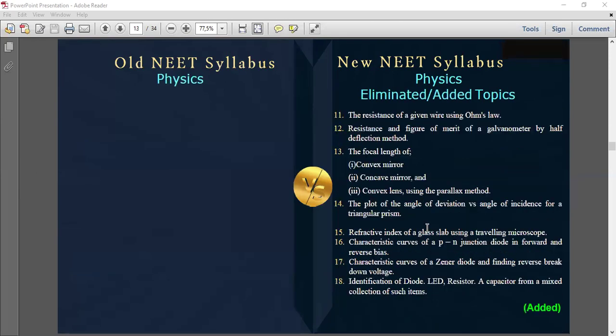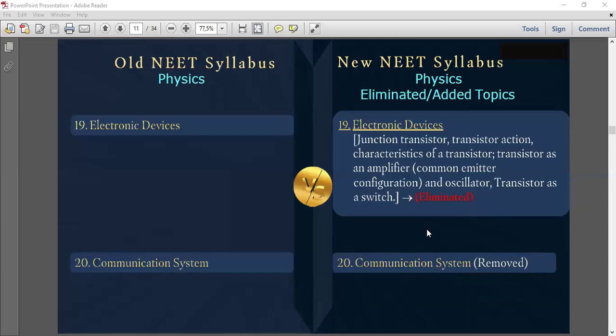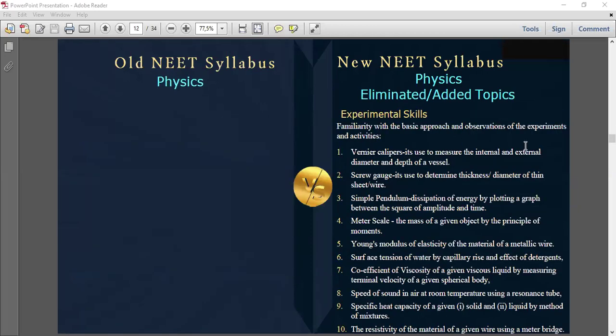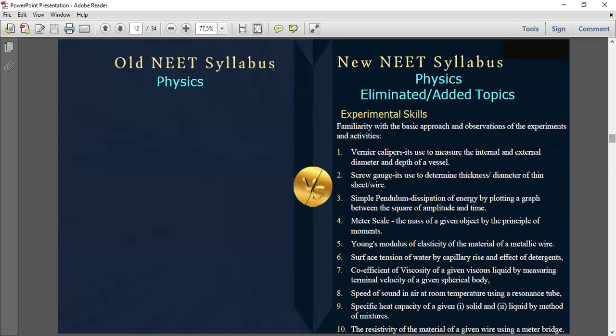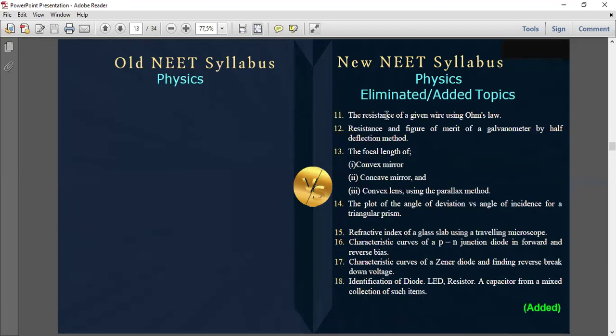Now, experimental skills. What experimental skills were added in the NEET syllabus? Vernier caliper, screw gauge, simple pendulum, meter scale, Young's modulus of elasticity, surface tension, coefficient of viscosity, speed of sound in air at room temperature using a resonance tube, resistivity of a material using a meter bridge, resistance of a given wire using Ohm's law, galvanometer deflection method, focal length of convex and concave mirrors and lens, and the parallax method.